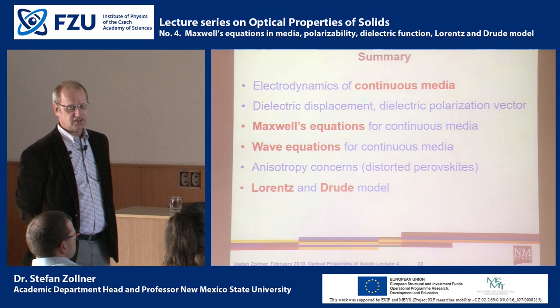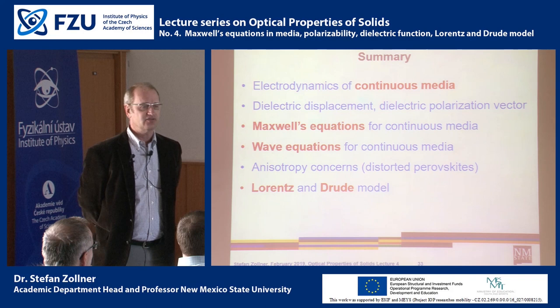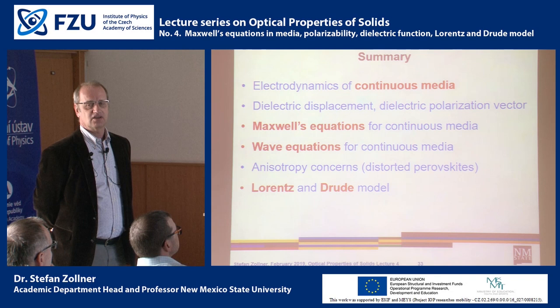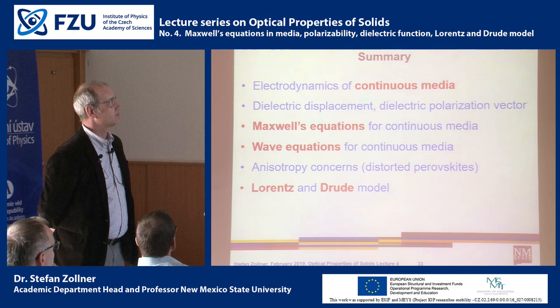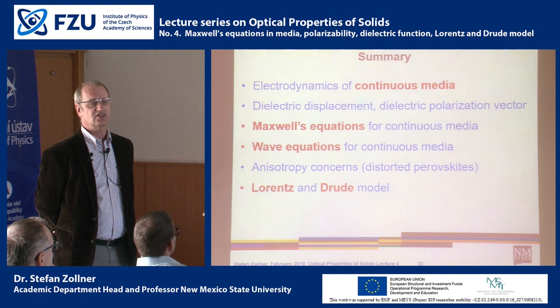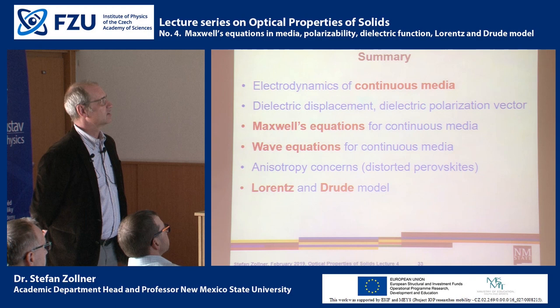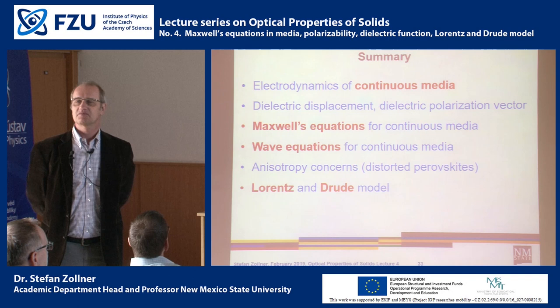So what I want to do in 3 weeks in lecture 5 is give you actual examples where I will show you optical constants for metals, for various ionic solids and insulators, and for semiconductors. And I will explain these results in terms of the Lorentz model and Drude model. Thank you very much.